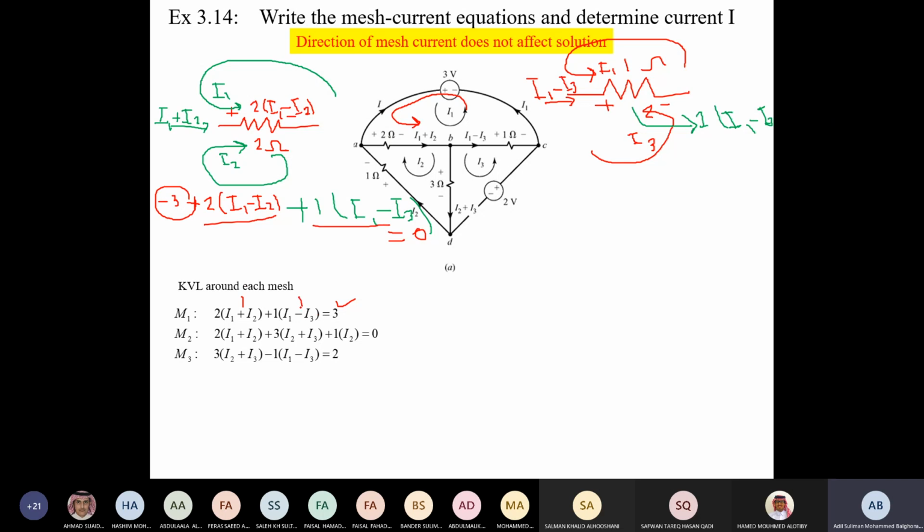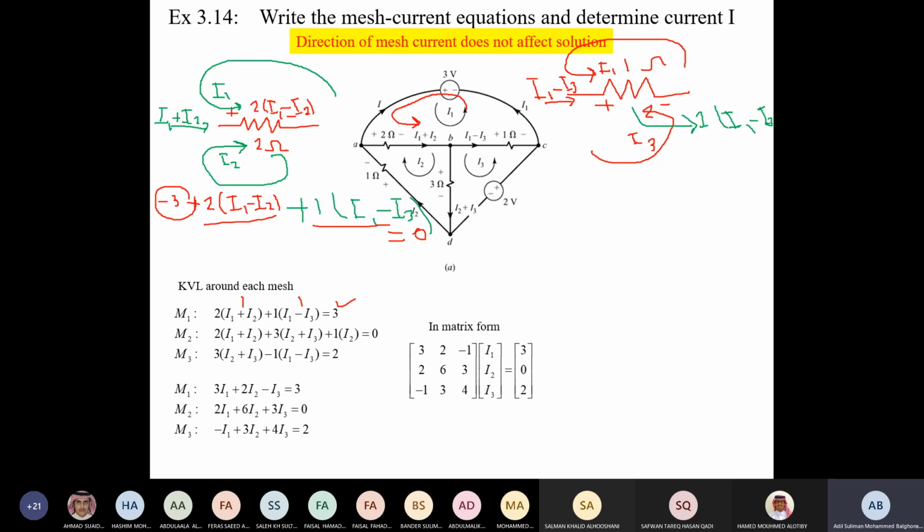I apply the same procedure to the other two meshes, I2 and I3, and I get a total of 3 KVL equations. I simplify them and put them in a matrix form. Okay, we notice that we said the matrix is a collection of resistors, the unknown vector is a vector of unknown currents, and the one on the right side is a combination of voltages. So basically this is a matrix of resistors times a vector of currents, giving me a vector of voltages. Well, this is basically Ohm's law in matrix form.